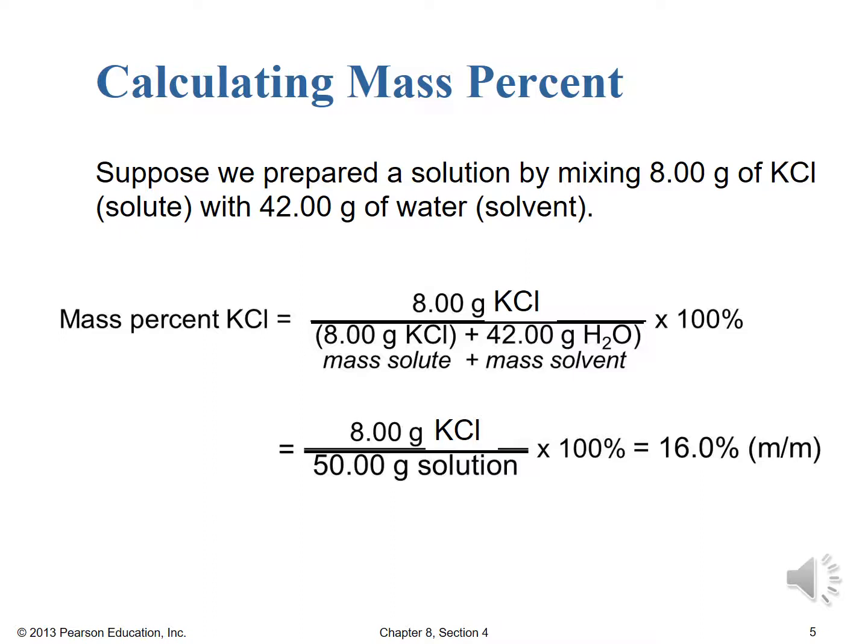3 sig figs for the KCl gives us our limiting number of sig figs. That's why we're 16.0%. We also tend to indicate it with m/m to indicate it's a mass of solute per mass of solution. So not too bad. Hopefully a nice straightforward example.